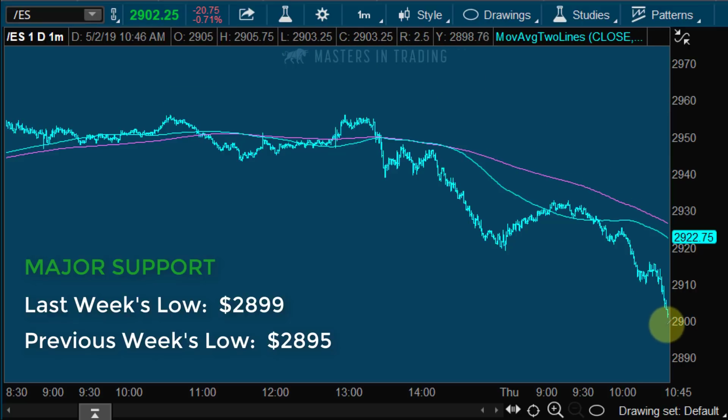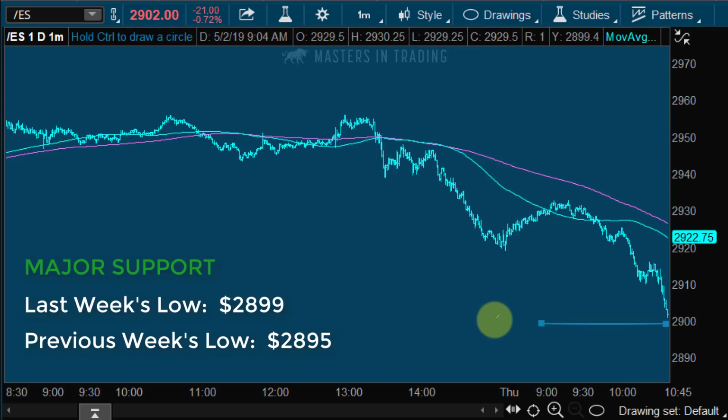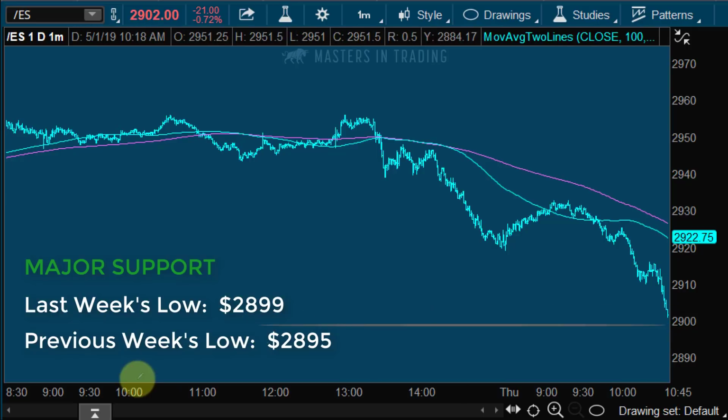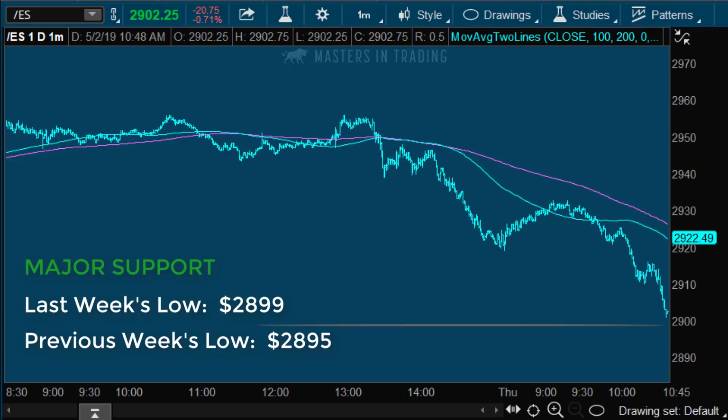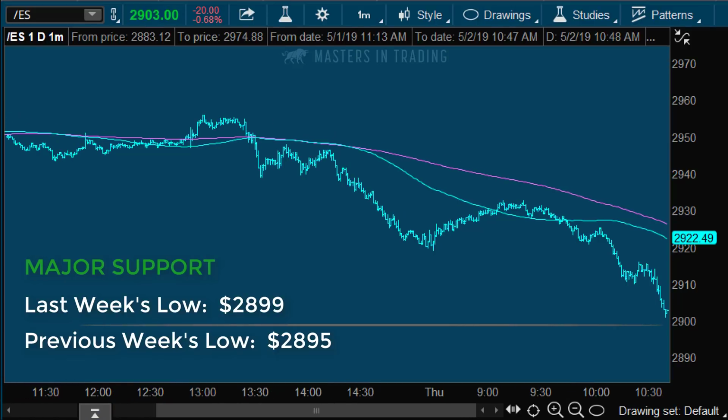So it's on a 1 minute. If it'll help, I'll draw a little line here just to show. Let's let it run, but the market should bounce. If it doesn't bounce, guys, weak, because that's going to become resistance. But I have a pretty good feeling we're going to bounce.